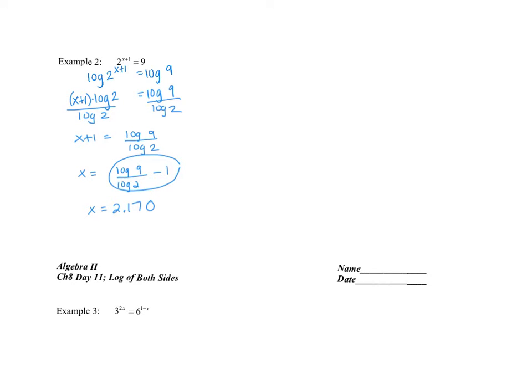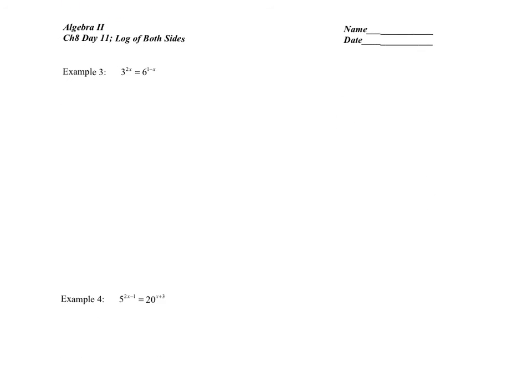Okay, we're going to work through 2 more examples, and these examples are tricky. So let's look at example 3. So if you notice in example 3, our goal is still to solve for x, but we have an x in both positions of our exponent. So we have 3 to the power of 2x and 6 to the power of 1 minus x. And we're looking for the value of x that makes this equation true. So again, you should always check your work.